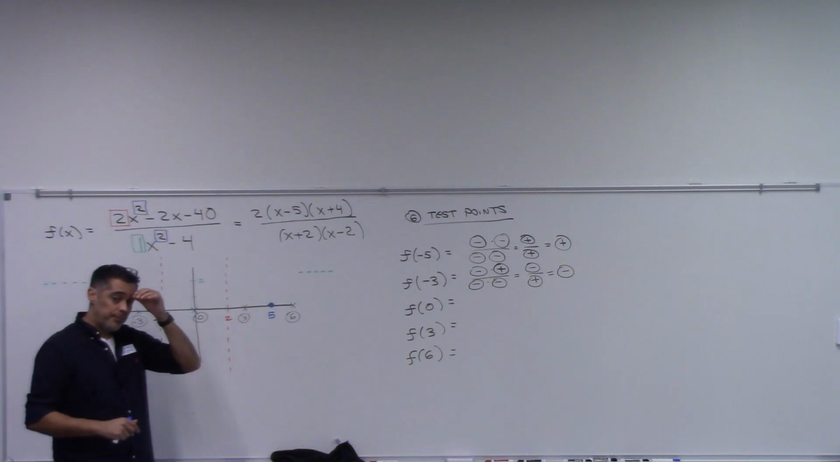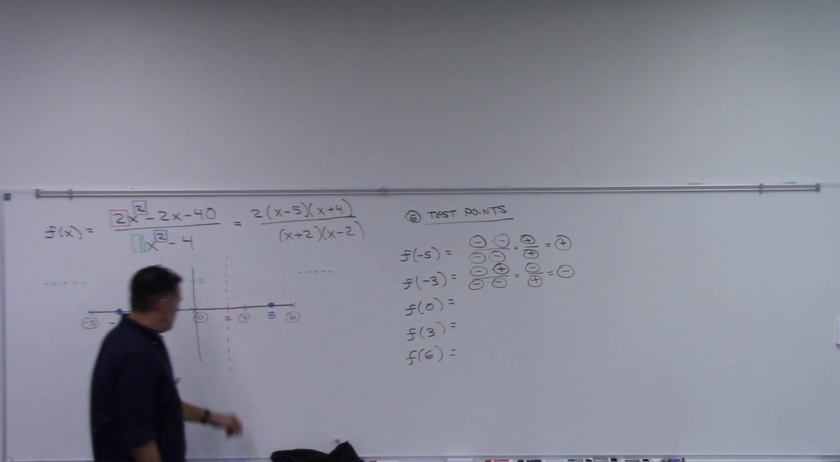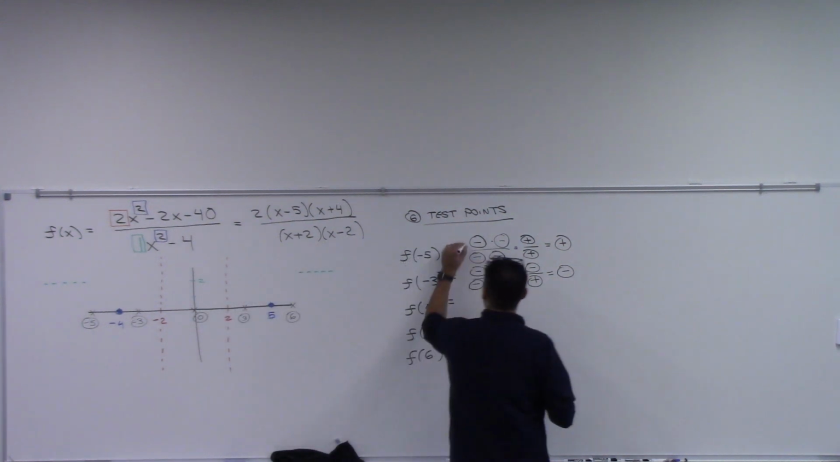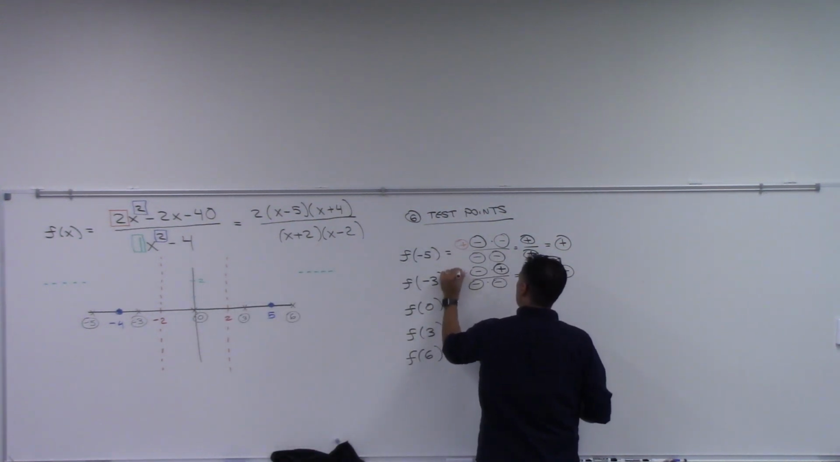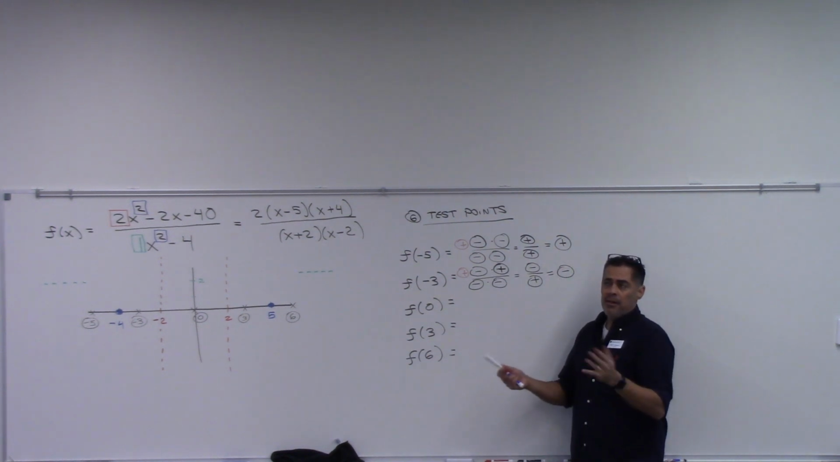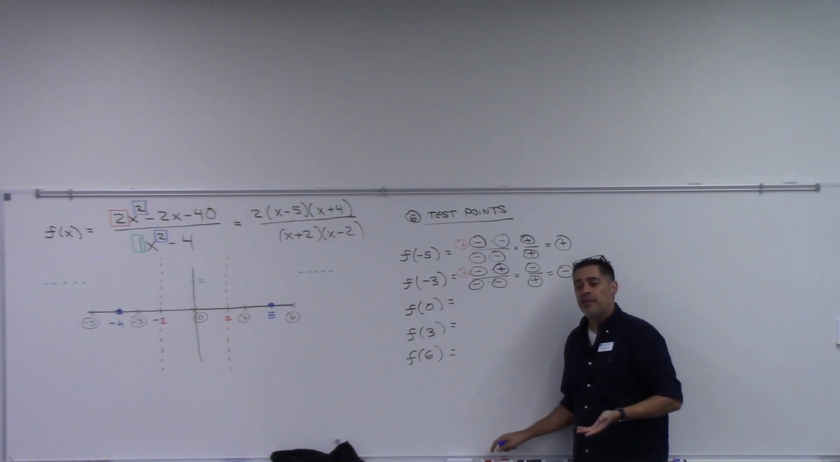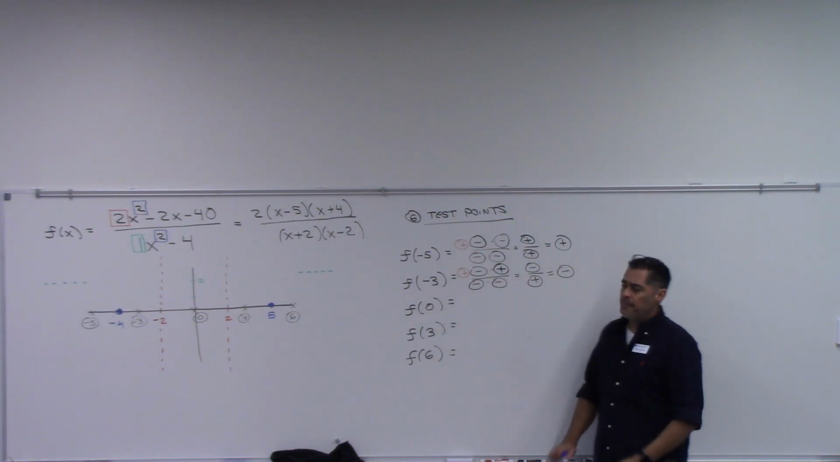Yes? When you're checking, do you just ignore the 2? I'm ignoring the 2 because we could have looked at that 2 right here as being a positive and sitting right here, right? And do you agree that a positive times a positive is still positive? And a positive times a negative will stay negative. So the positive 2 doesn't impact anything. If you wanted to, you could have put it there.